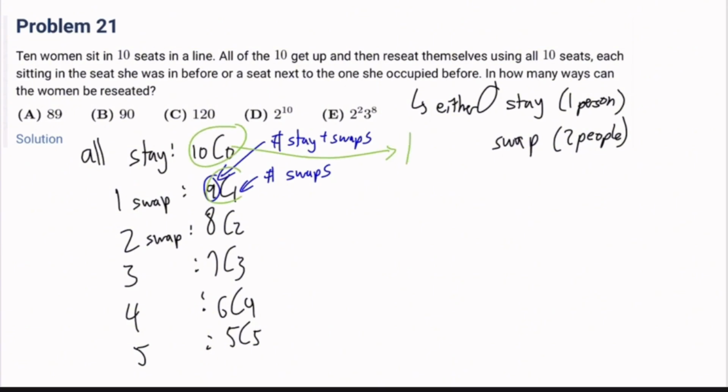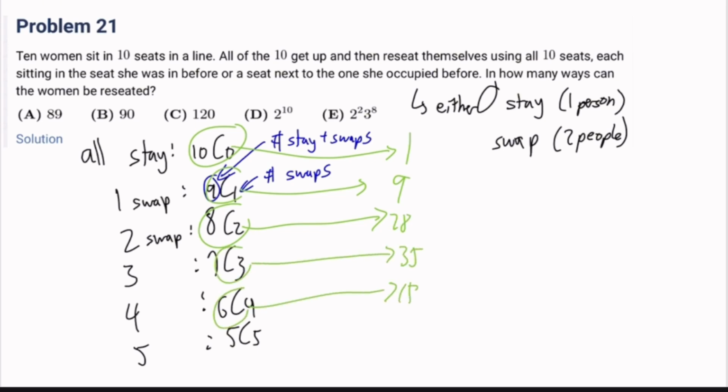9 choose 1 is equal to 9. And 8 choose 2 is equal to 28. This is 35. This is 15. And 5 choose 5 is just 1, right? And so if we add up these numbers, that gives us 89. That's the sum, so this is the answer. It's A.